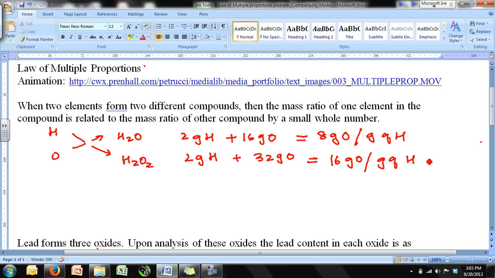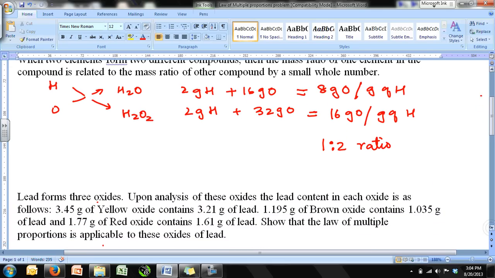So with the same mass of one element, which is hydrogen in this case, the mass of the other element, which is oxygen in this case, is present in small whole number ratio. 8 to 16 is a 1 to 2 ratio. And that is Law of Multiple Proportions. Now let's do a practice problem on Law of Multiple Proportions.